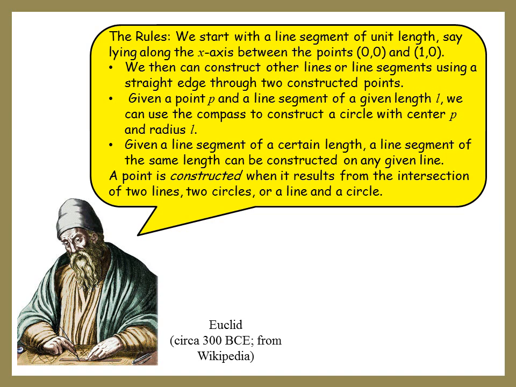Given a point P and a line segment of a given length L, we can use the compass to construct a circle with center P and radius L. Given a line segment of a certain length, a line segment of the same length can be constructed on any given line. A point is constructed when it results from the intersection of two lines, two circles, or a line and a circle.